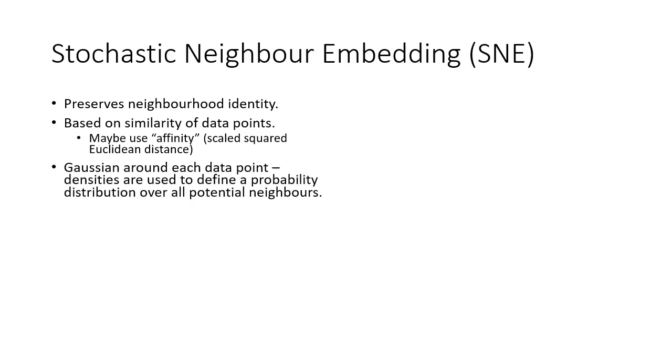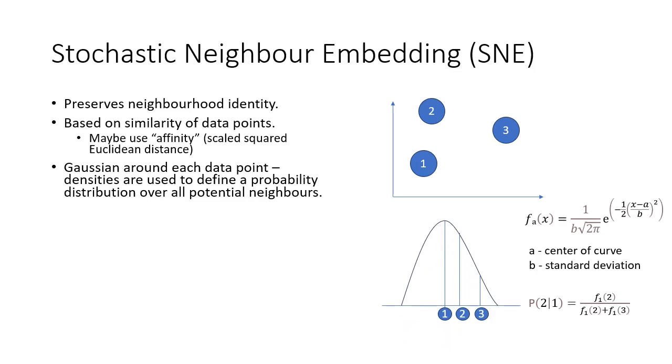For each n-dimensional data point, there is a Gaussian centered around it. This is an n-dimensional Gaussian, and the probability density under this Gaussian defines the probability distribution over all potential neighbors. So if we have three data points, 1, 2, and 3, and we want to use point 1, for example, then we can create a Gaussian centered around 1, and we can calculate the probability density using this equation for f of x centered around a.